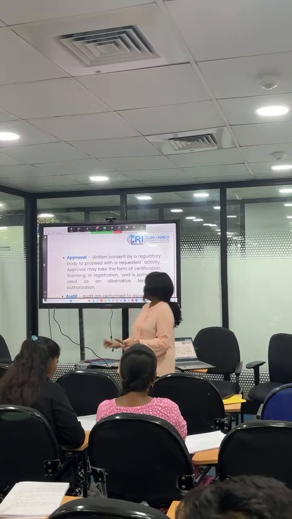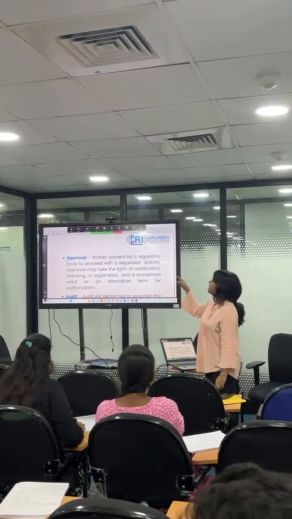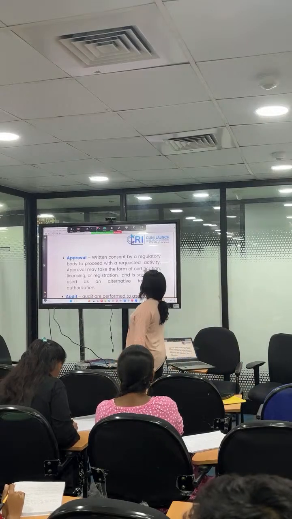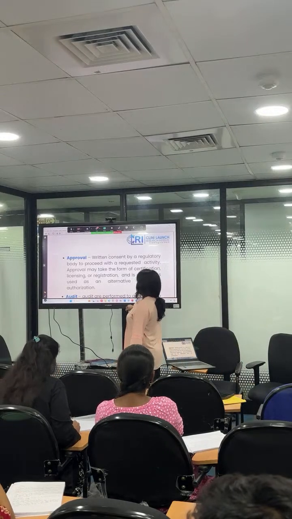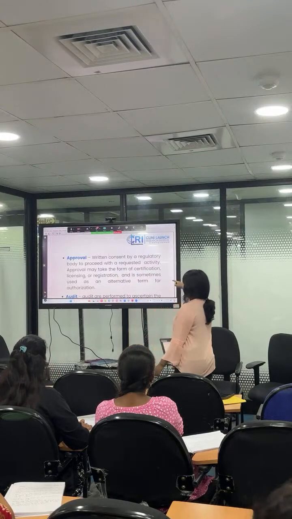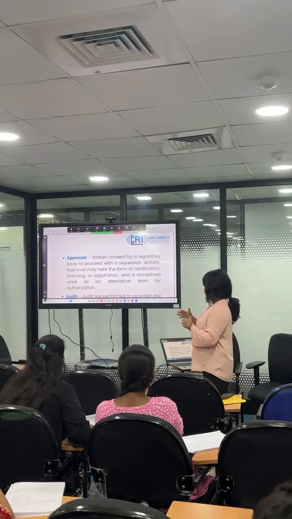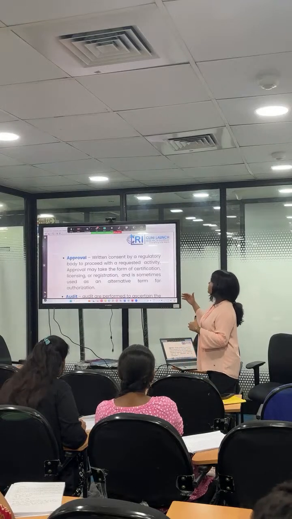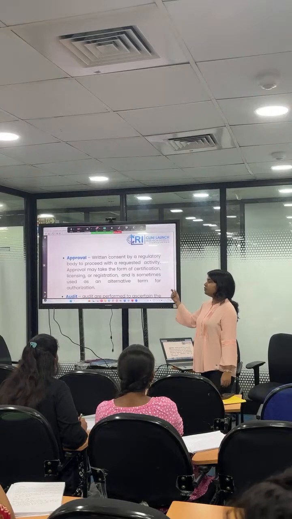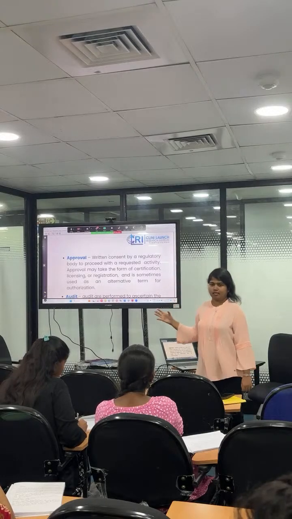The standard definition is a written consent by a regulatory body to proceed with the requested activity, and the approval may take the form of certification, licensing or registration, and is sometimes used as an alternative term for authorization. This is very important. We have to get approval from a higher authority to conduct a clinical trial.